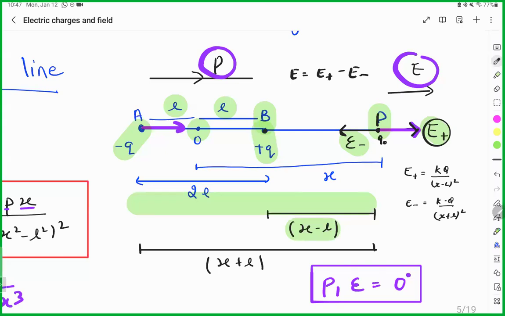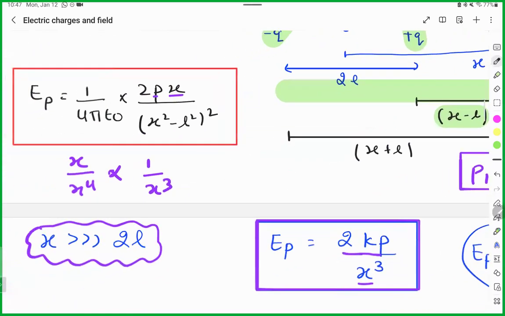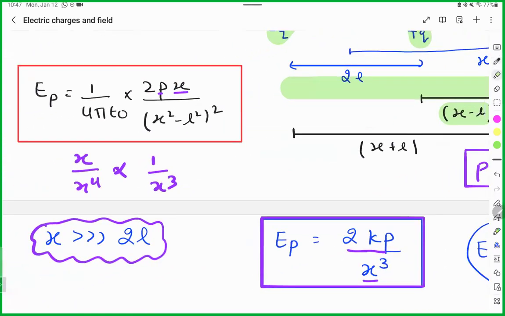Yes, sir. So, if you calculate everything, then it will be 2px divided by x square minus L square, the whole square. P point means you are calculating for axial, remember. This is only for the axial.